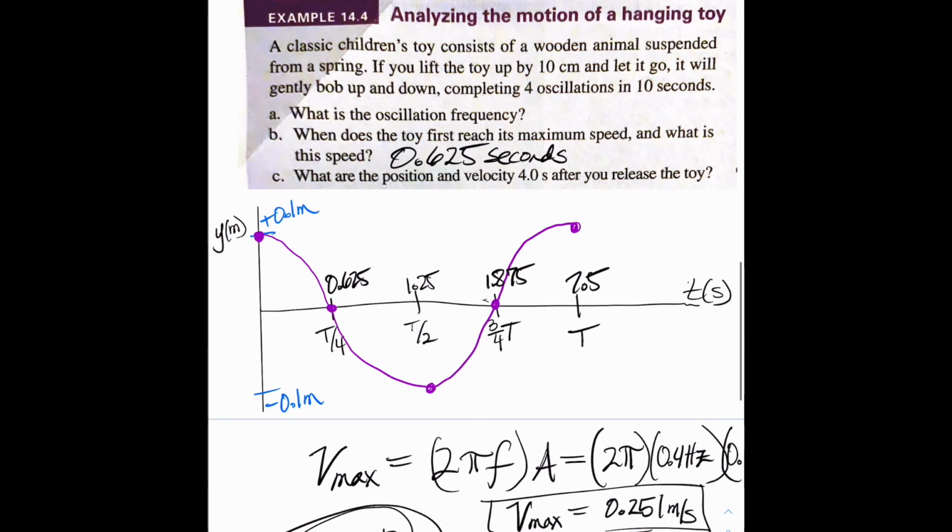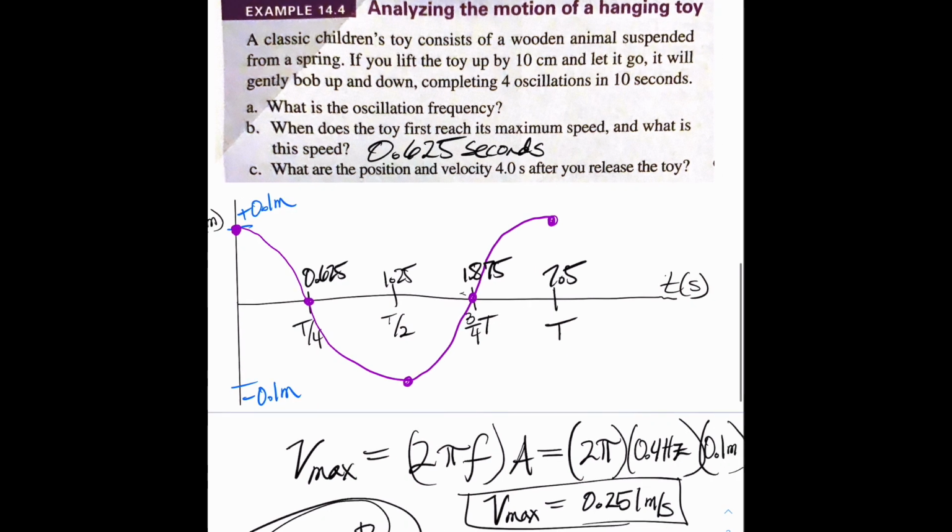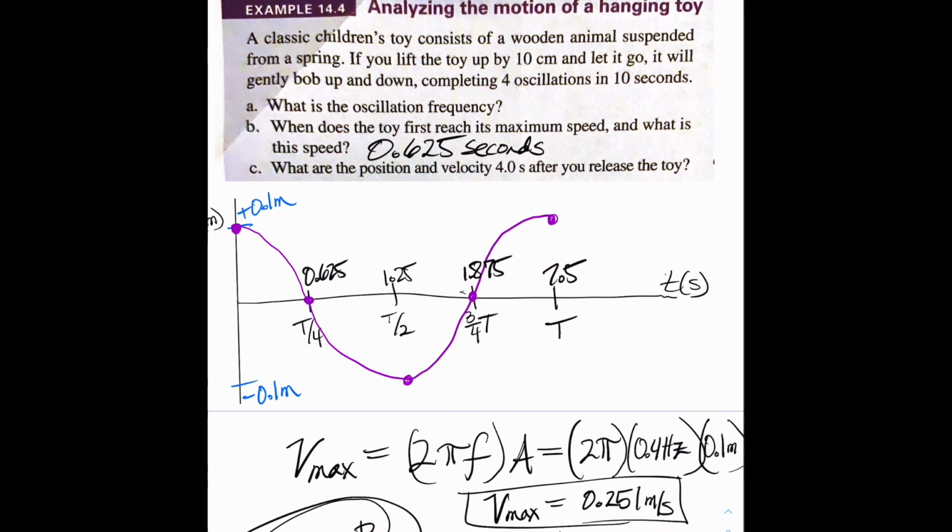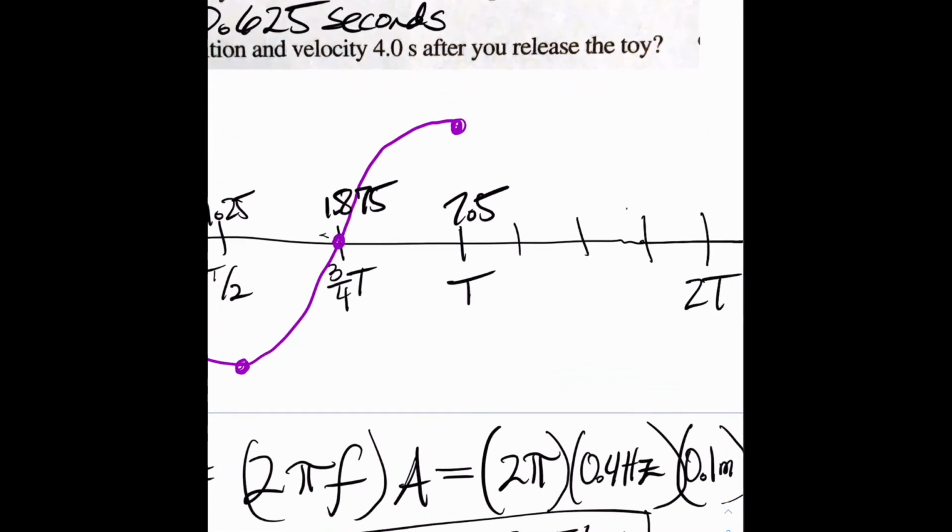And then finally, part C. What are the position and velocity 4 seconds after you release the toy? And I thought this was kind of neat, something that the book did here. And I'm going to try and do the same thing if I have enough room. So what the book did is they extended this and made this 2T.